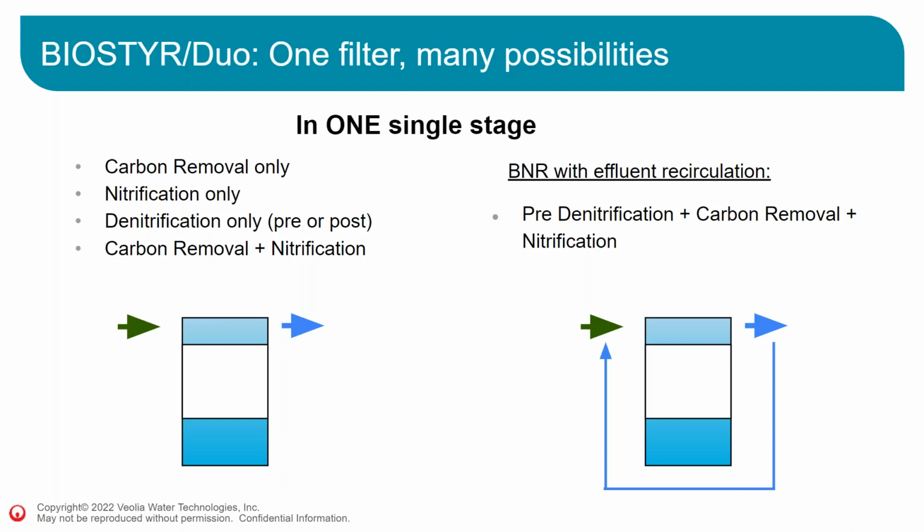It's also possible in one single stage to add pre-denitrification by recirculating the effluent charged with NO3. So you have an anoxic zone at the bottom of the cells that will allow the denitrification, and then you'll have aeration to get to the nitrification and/or carbon removal.